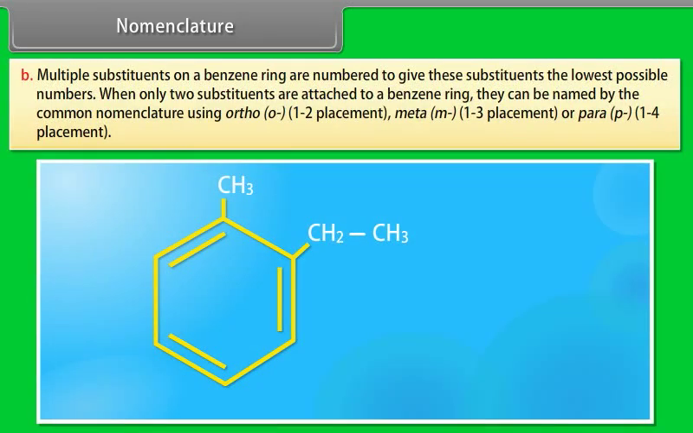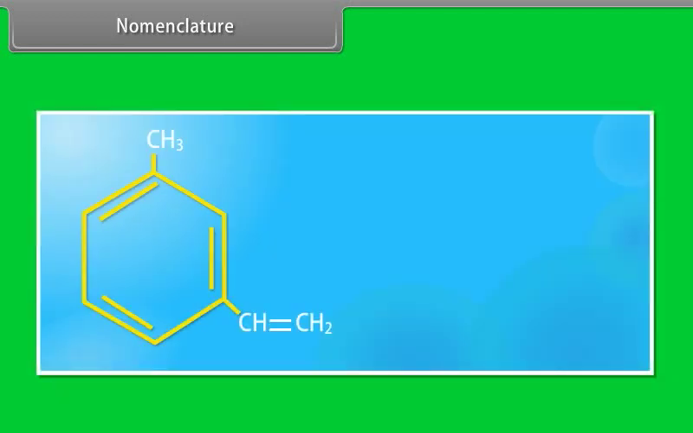B. Multiple substituents on a benzene ring are numbered to give these substituents the lowest possible numbers. When only 2 substituents are attached to a benzene ring, they can be named by the common nomenclature using ortho, o-, 1 to 2 placement, meta, m-, 1 to 3 placement, or para, p-, 1 to 4 placement. Given compound is 1-ethyl-2-methylbenzene, o-methylethylbenzene. Can you name the given compound?